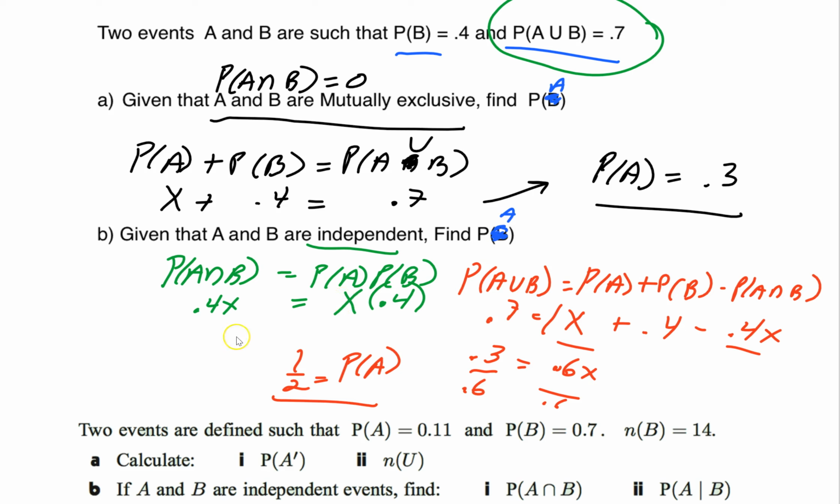Right? That's the way it's done. The key thing about this is just, look, it's like knowing your vocab. If they tell you mutually exclusive, that means this: they have nothing in common. Or you can just use the formula. If they say they're independent, that's this thing.